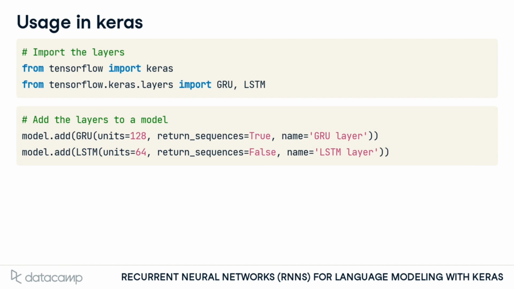The important parameters are the number of units, meaning the number of memory cells to keep track of, and the return sequences parameter, which is used when adding more than one layer in sequence, making all the cells emit an output that will be fed to the next layer as input.